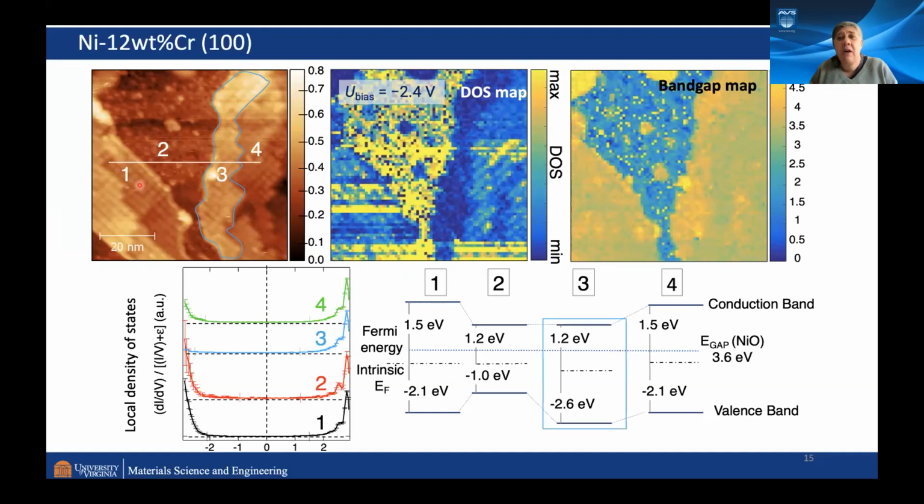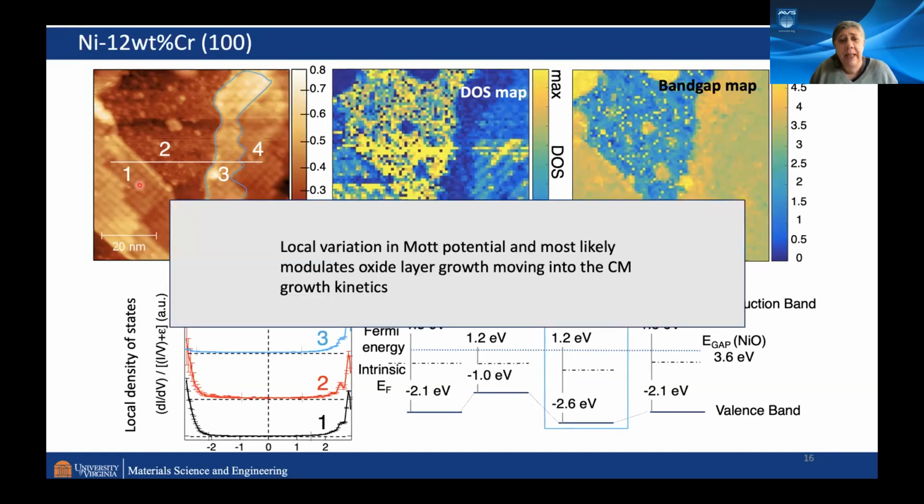So this takes out the idea that the Mott potential is the same everywhere and we can just deal with it globally. We can't, because the Mott potential, which drives the kinetics of our oxidation, differs from position to position on our surface. So the local variation most likely modulates the oxide layer growth when we move further on into the Cabrera-Mott kinetics regime.